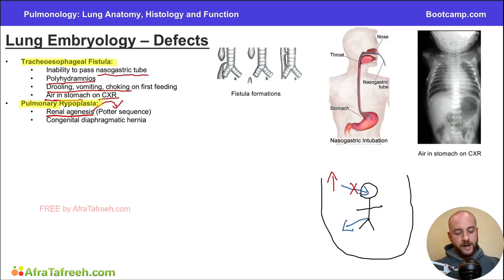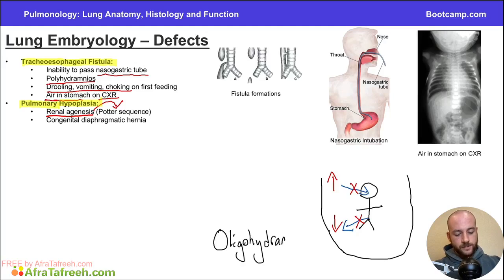If the baby is unable to urinate, then it will keep swallowing amniotic fluid, but it will not recirculate it back into the mother's uterus. And as a result, the amniotic fluid level is going to drop. And as the amniotic fluid level drops, we call this oligohydramnios. Oligohydramnios. And it's the opposite of polyhydramnios that we saw in the tracheoesophageal fistula.